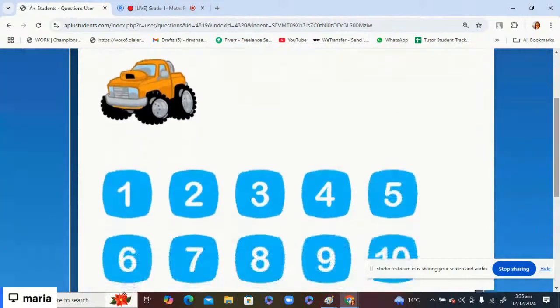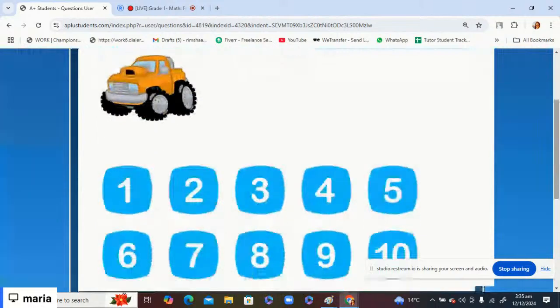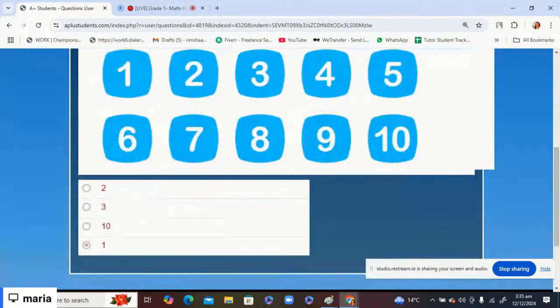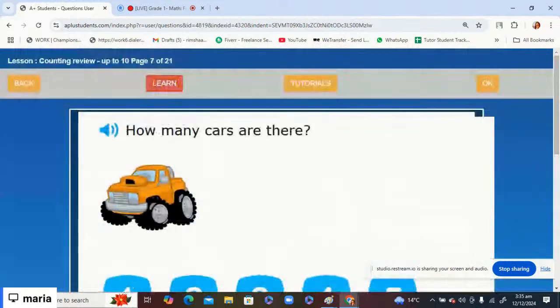How many cars are there? So this is only 1. So let's go with this option. Hope you guys understand this lesson as well. Let's do the next one.